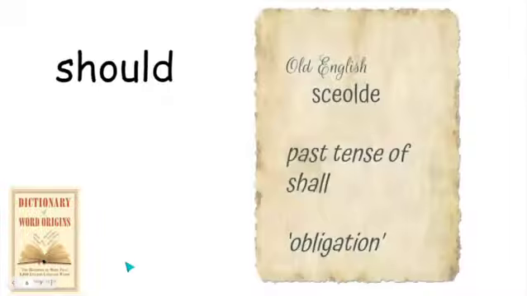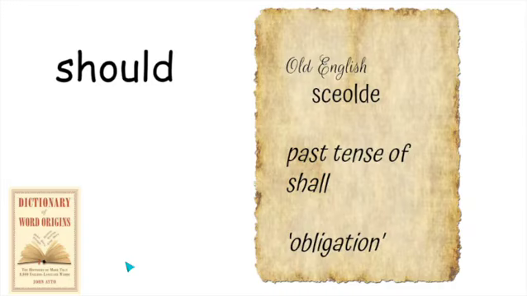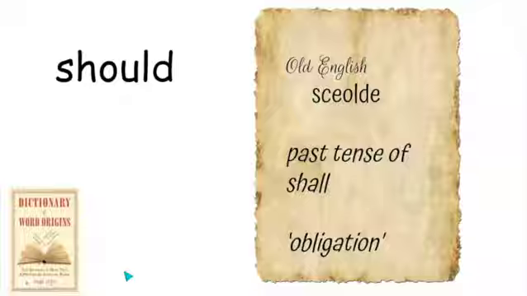Let's look at the word should. In Old English, this would have sounded something like shay old, because the SC together made a sh sound. Notice that it's the past tense of shall. Do you see a connection yet between the Old English spelling of should and the current spelling of should?